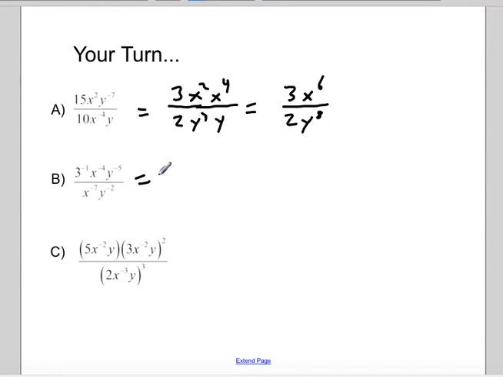Then letter B here, we've got 3 to the -1 can flip down into the denominator, becomes just 3, or 3 to the first, which is just 3. X to the -4 can flip down and become x to the 4th. Y to the -5 can flip down and become y to the 5th. And then x to the -7, it can flip up and become x to the 7th. Y to the -2 can flip up and become y squared.